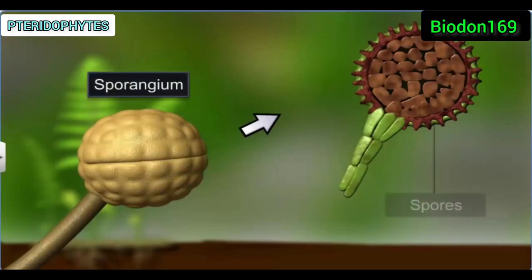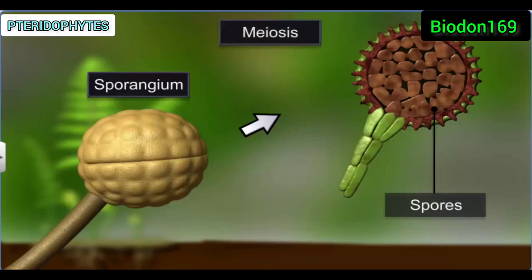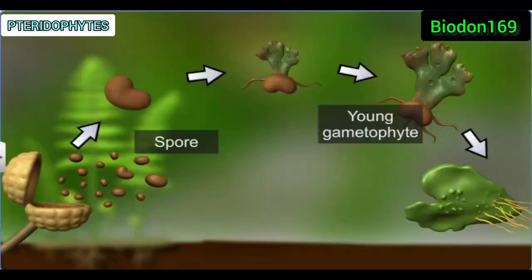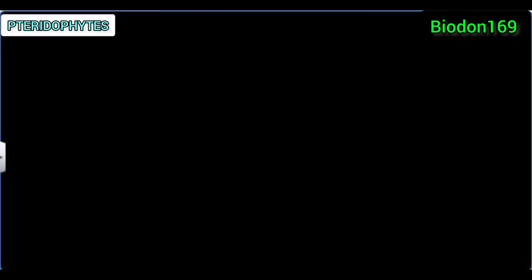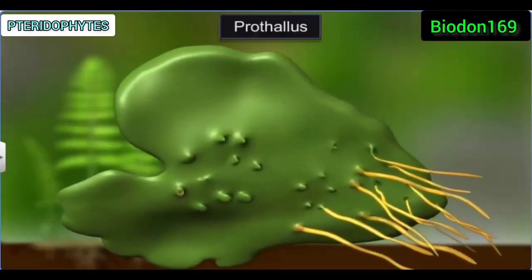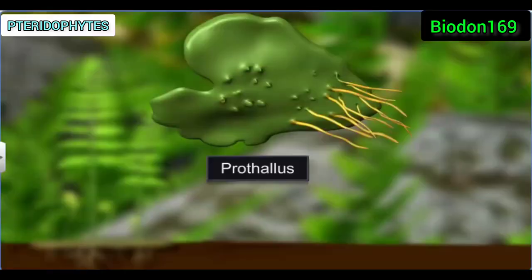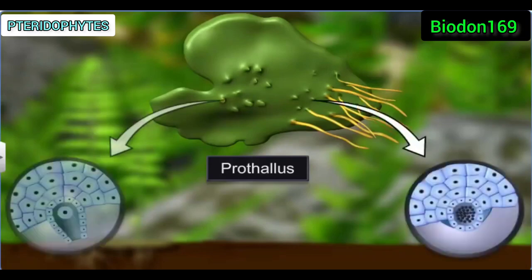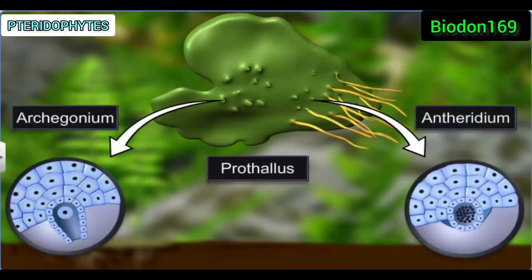The sporangia produce spores in spore mother cells by meiosis, which germinate into gametophytes called prothallus, a small, multicellular, free-living and mainly photosynthetic gametophyte, which grows only in cool, damp and shady places. The prothallus also bears the male and female sex organs, the antheridium and archegonium.